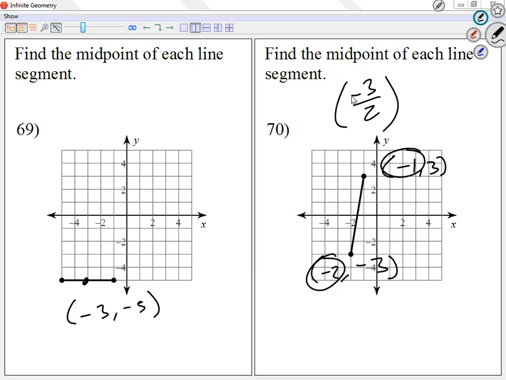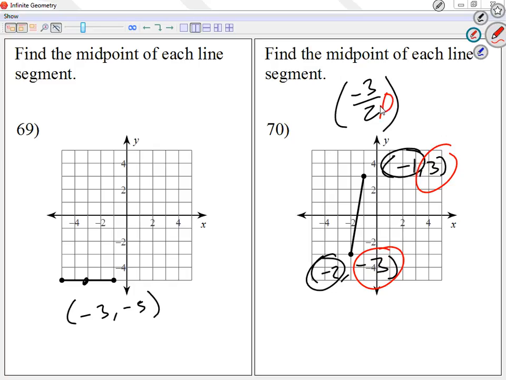And that one I can have simplified. It's a fraction, like negative 1 1/2. But I'm going to leave it at that. So for the x value, add the x's and divide by 2. For the y value, put a positive 3 and a negative 3, add the y's and divide it by 2.